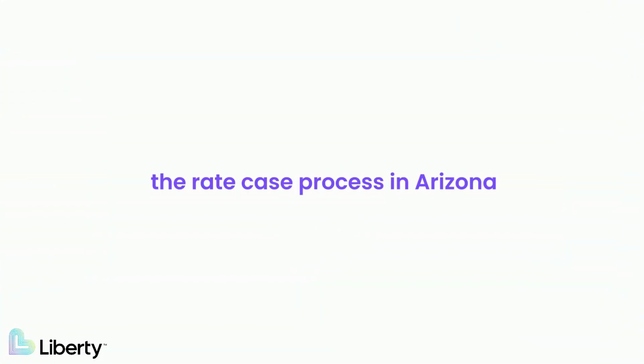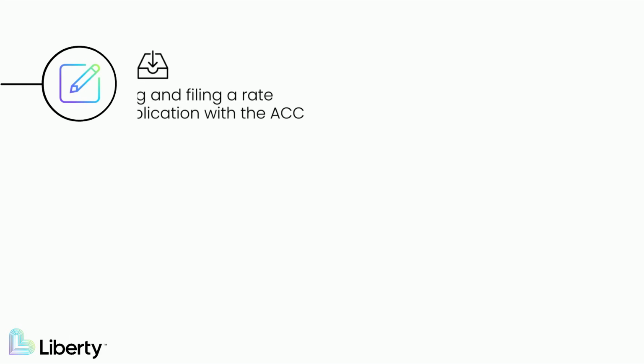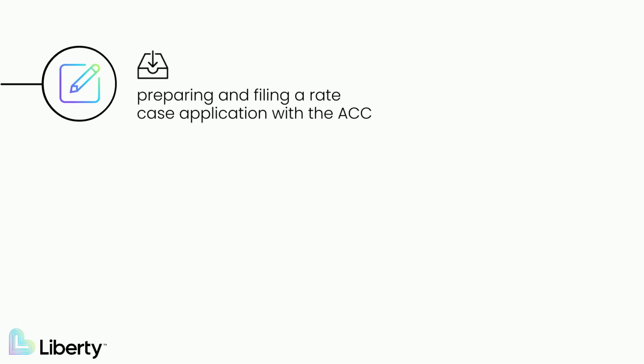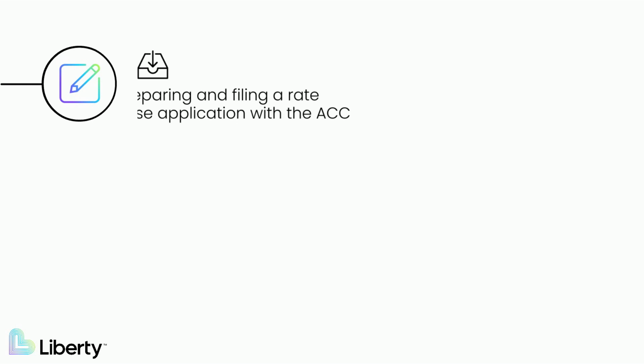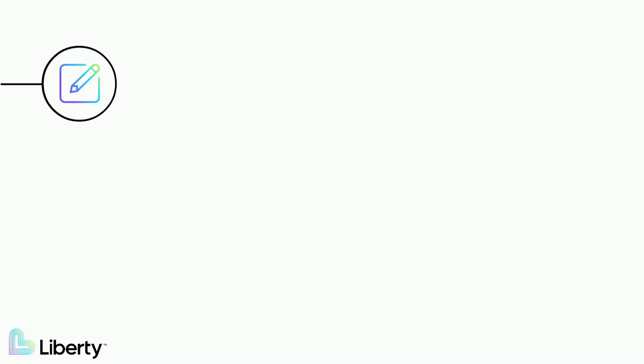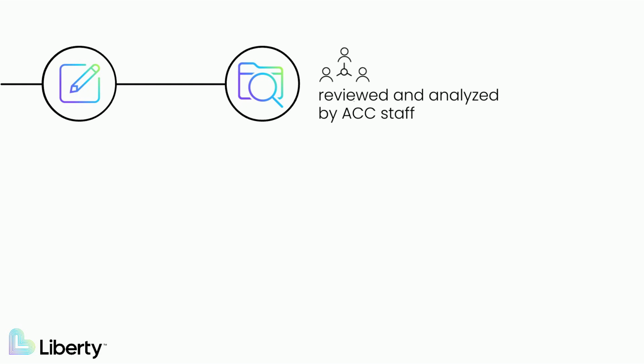Here is a high-level summary of the rate case process in Arizona. A regulated utility begins the rate case process by preparing and filing a rate case application with the ACC. The application includes extensive and detailed schedules and testimony that demonstrate and support the need for the rate adjustment. The application is reviewed and analyzed by ACC staff to determine whether the application includes all required schedules and other necessary information.